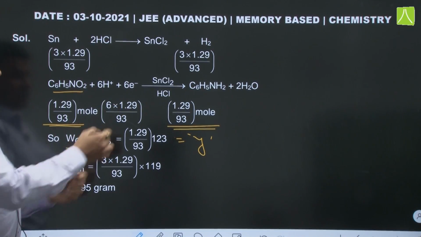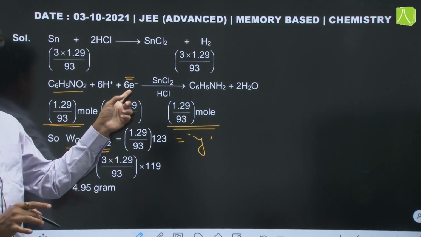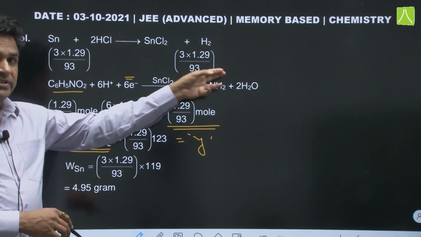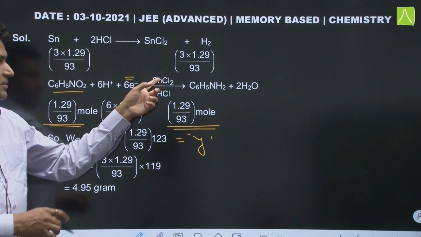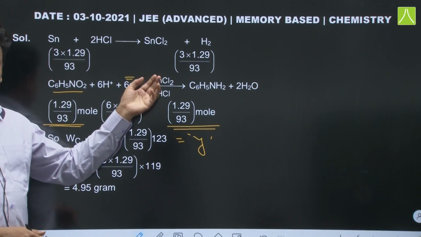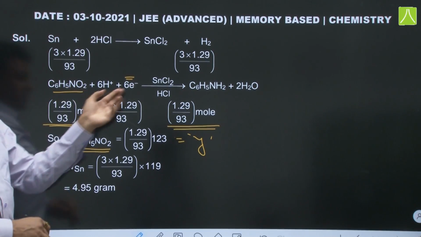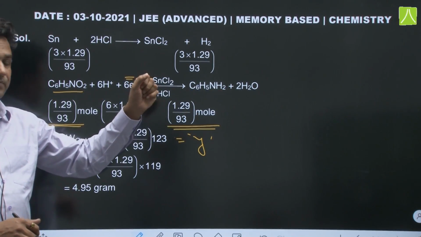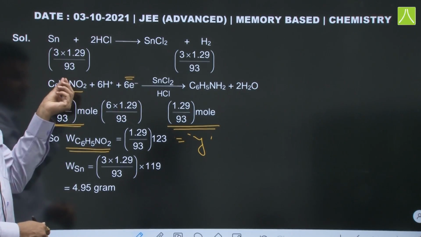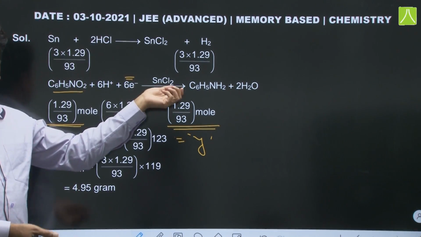Now this is involving 6 moles of electrons. Reduction of nitrobenzene into aniline is involving 6 moles of electrons. Now SnCl2, if this is acting as a reducing agent, then this will get oxidized into SnCl4. So Sn2+ will get oxidized into Sn4+. 2 moles of electrons will be released by SnCl2, and those will be consumed by nitrobenzene to get reduced into aniline. So 1 mole of nitrobenzene will require 6 moles of electrons, and those 6 moles of electrons will be produced by 3 moles of SnCl2.